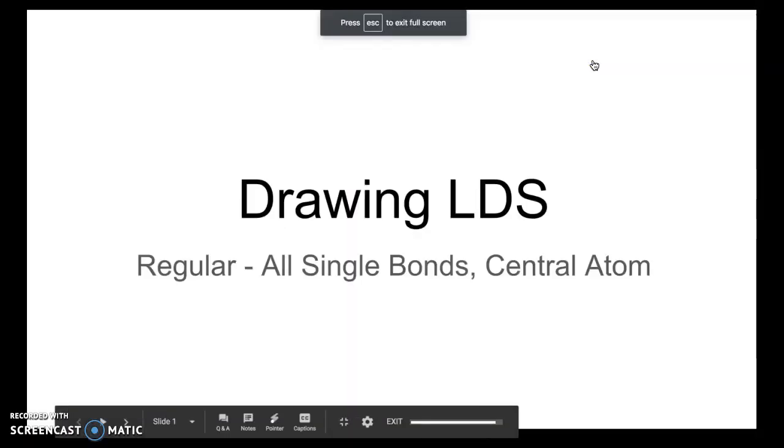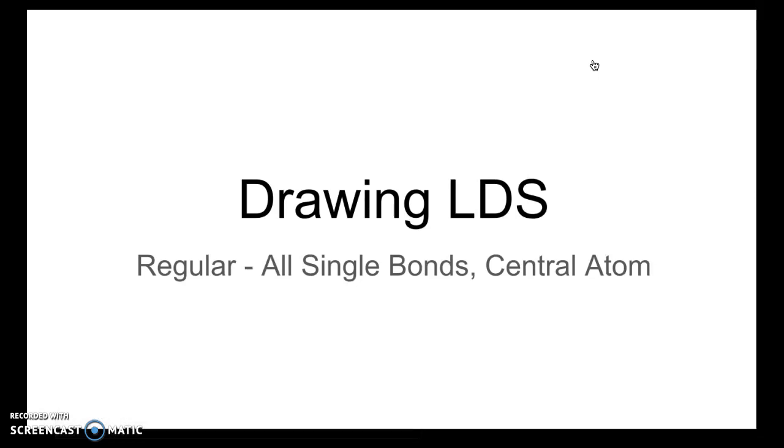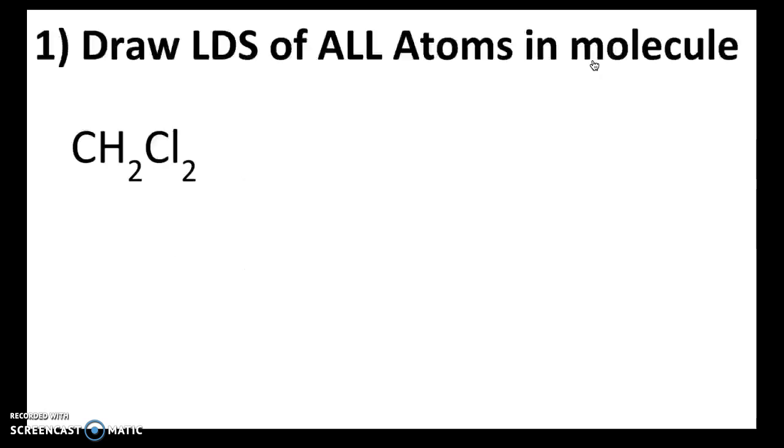Hi, welcome to the video on drawing Lewis dot structures. In this first video, we're going to take a look at what we call regular structures, where they are all single bonds and there's a central atom. It may be helpful to follow this video along with the packet that is linked. You can do your work on the left column of the packet, and on the right column you can fill in the steps.